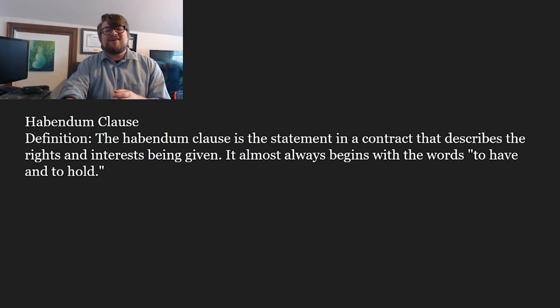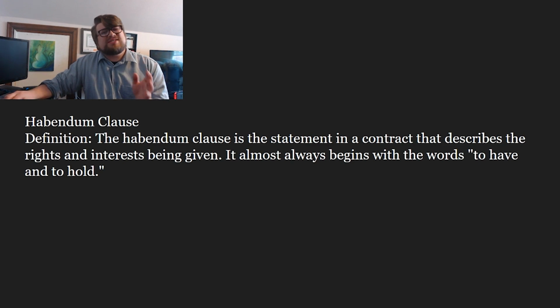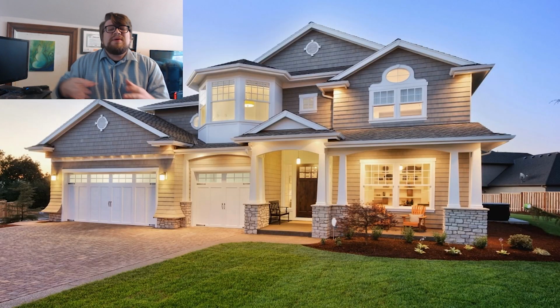So the Habendum Clause is a statement in a contract that describes the rights or interests being given. It almost always begins with the words to have or to hold. Therefore, it is often called the to have or to hold clause. So let's explain it more simply than that. The Habendum Clause tells the buyer or lessee exactly what they are getting.